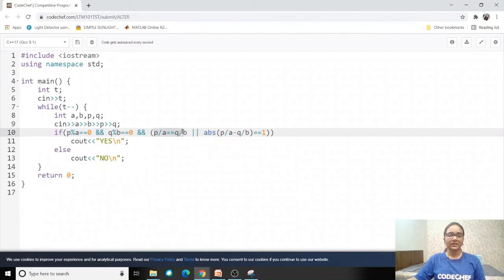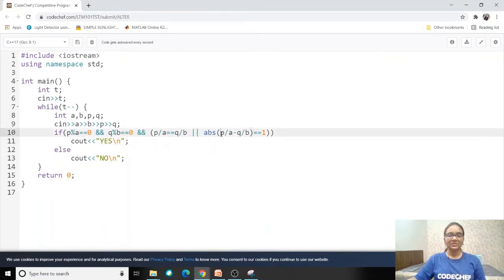After that, this is the condition which is checking that the difference in the number of days that Alice and Bob have worked, the absolute difference, should be either 0 or 1. So that is what this is checking, and only one condition has to be true in order for the answer to be yes. So that is why we have placed an OR condition here.